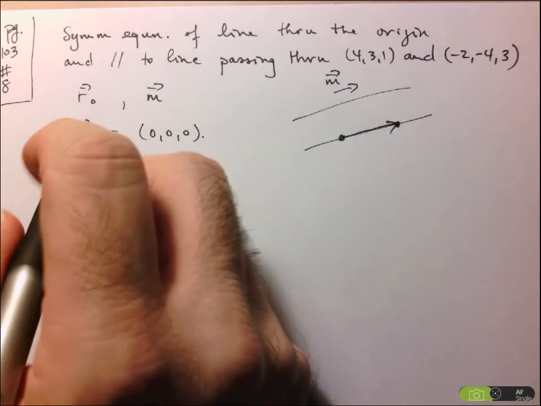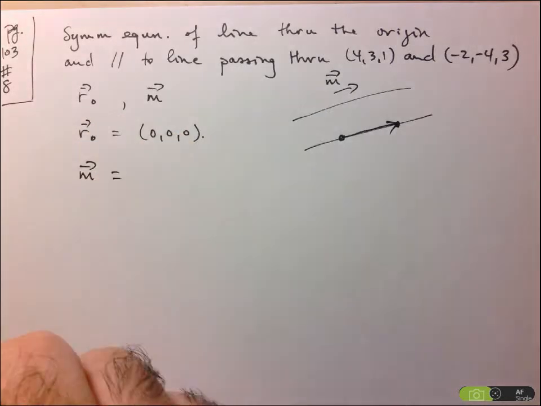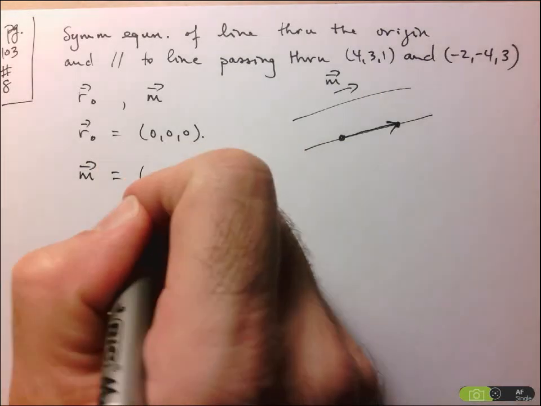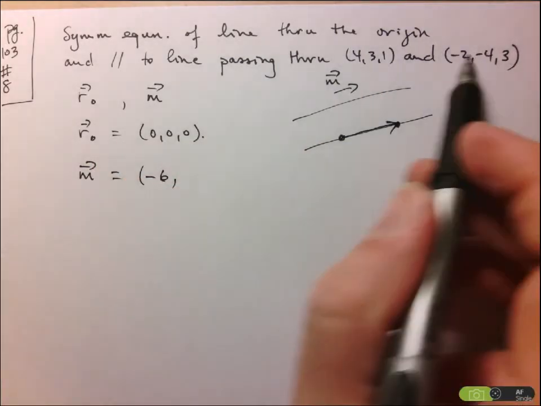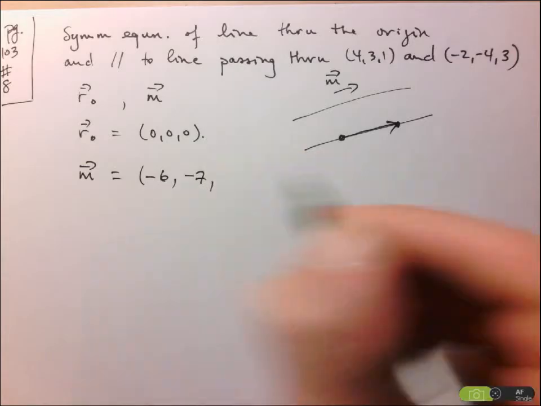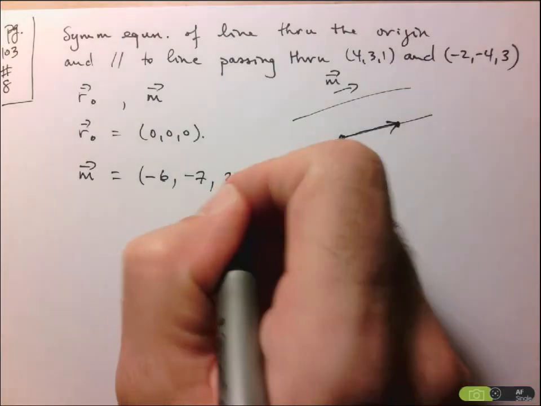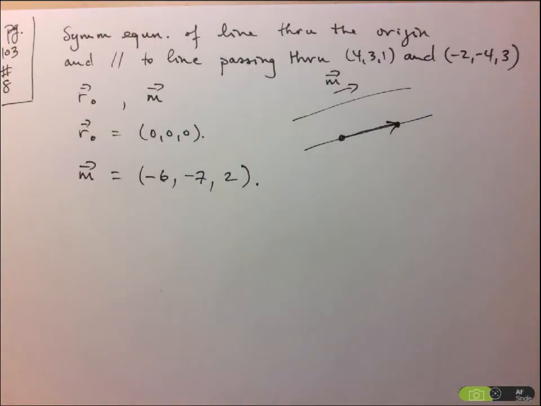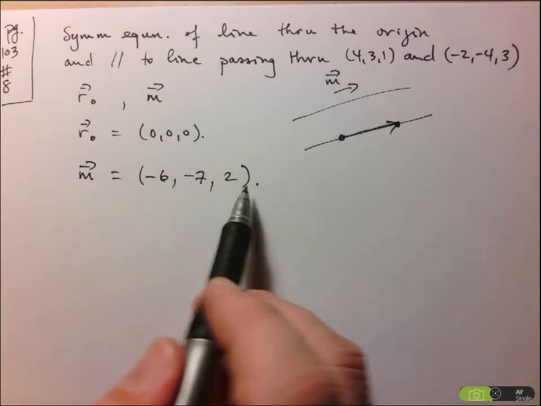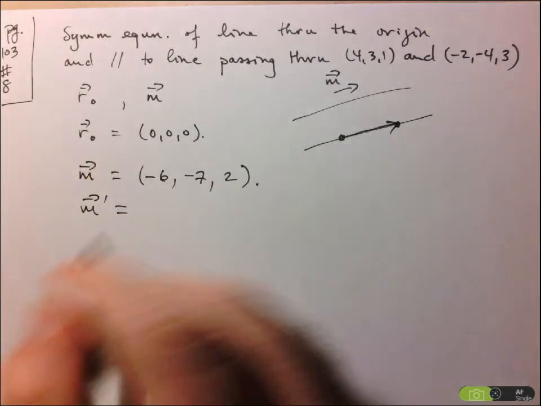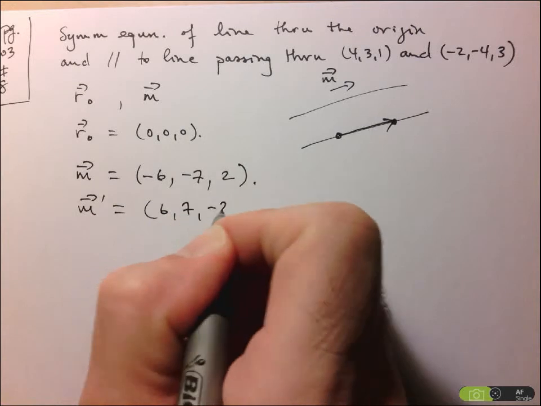Okay, so in order to find my direction vector, I'll just take this here, and I can go -2 minus 4 is -6, and then -4 minus 3 is -7, and then here I've got 3 minus 1 is equal to 2. Okay, so here's my direction vector. Now, since I can use any direction vector I like, I'd rather use the one that's got fewer negatives in it. So as an alternative, I can use as my direction vector 6, 7, -2.